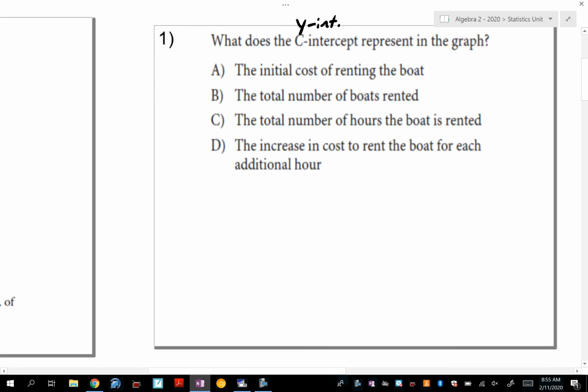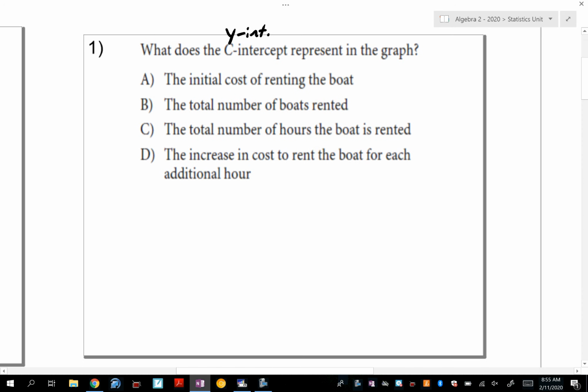So when we look at the answer choices, answer choice B says the total number of boats rented. It doesn't mention anything about more than one boat. We're just saying that for 0 hours, it's going to cost us $5. Next, the total number of hours the boat is rented. Now, that $5 is the amount of money, not an amount of hours. Then, the increase in cost to rent the boat for each additional hour.